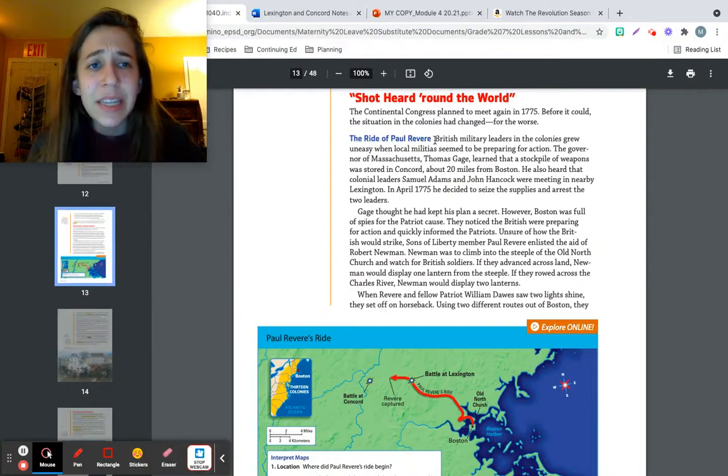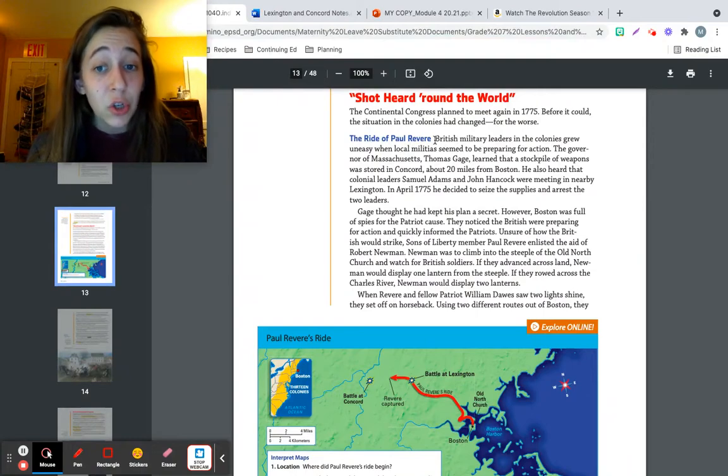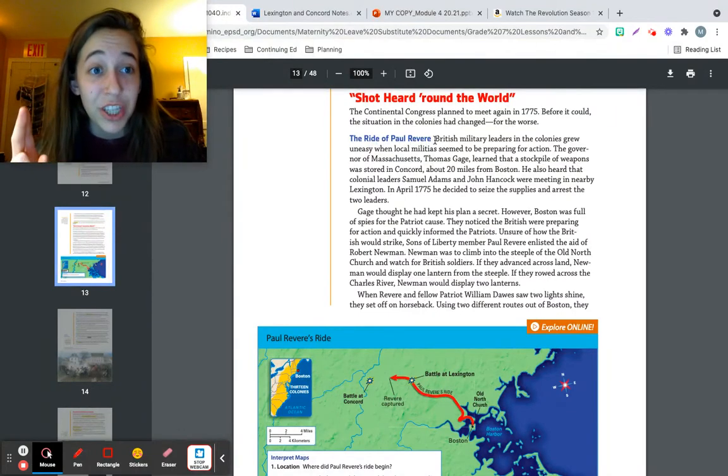Newman was to climb into the steeple of the Old North Church and watch for British soldiers. If they advanced across land, Newman would display one lantern from the steeple. If they rode across the Charles River, Newman would display two lanterns. So all of that should be starting to ring a little bit of a bell. We just watched that in the video.